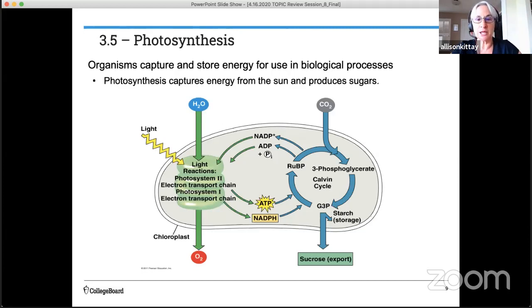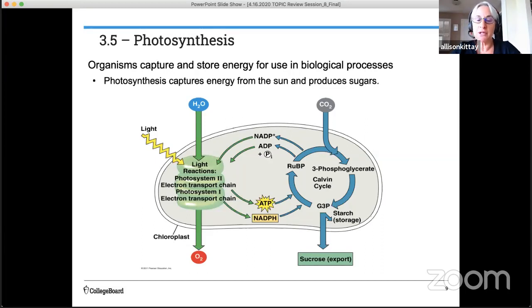Organisms capture and store energy for use in biological processes. The statement from the CED, that's the course and exam description, is that photosynthesis captures energy from the sun and produces sugars. And so what you are looking at is an overall image, and it is situated in the chloroplast. So we'll get into the details of chloroplast structure in a minute. The top blue, water, and gray, carbon dioxide, represent the reactants of photosynthesis.